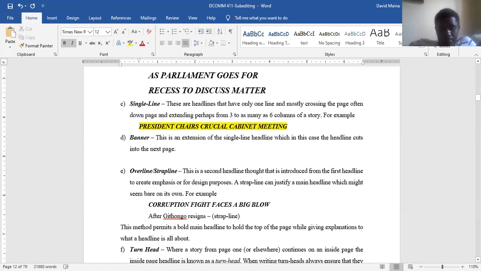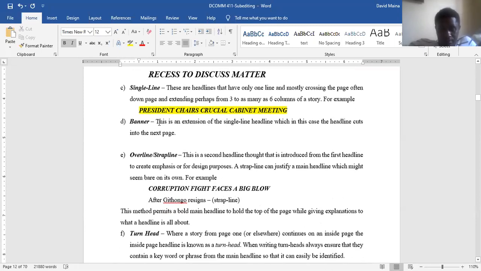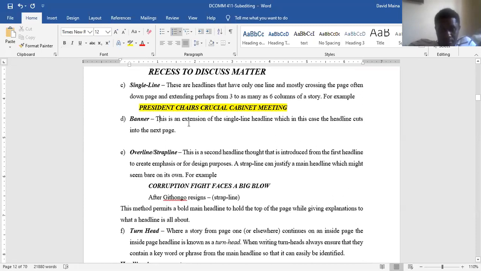And it is across the page. And then we have the banner. The banner is an extension of the single line headline, which in this case, the headline cuts into the next page.